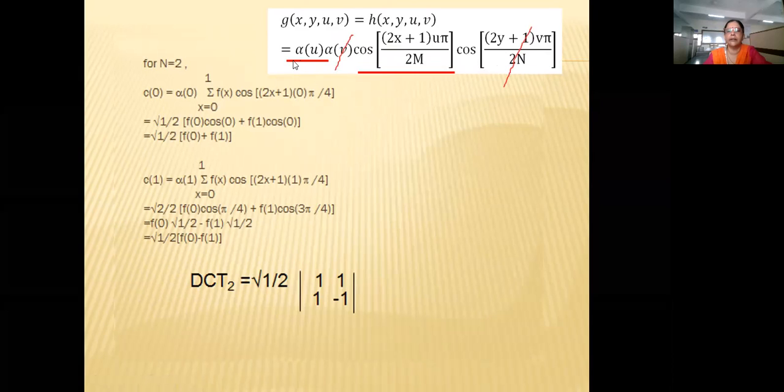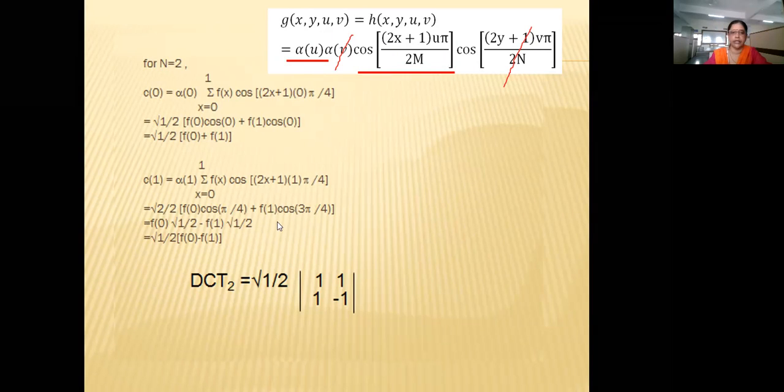Okay, so g(x,u) is given simply by alpha u into cos of (2x plus 1) u pi by 2m. Okay, so the very first DCT coefficient C0 is given by alpha 0 into summation, x runs from 0 to 1. Why does x run from 0 to 1? Because the input signal length is 2. There are only two samples, f0 and f1. So in this summation, x runs from 0 to 1, f of x is our input vector into cos of (2x plus 1) u pi by 2n.